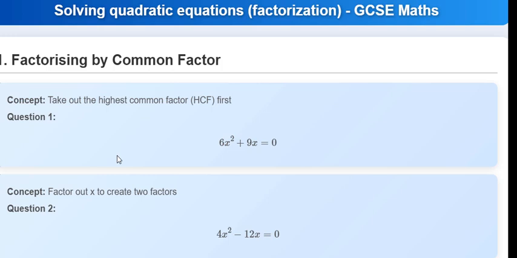Hello, in this new lesson, we will learn how to solve quadratic equations using the factorization method. We can start by factorizing the common factor, which we sometimes call the highest common factor, or HCF. Let's say, for example, you have a question like 6x squared plus 9x equals 0. Let me copy it onto my board.